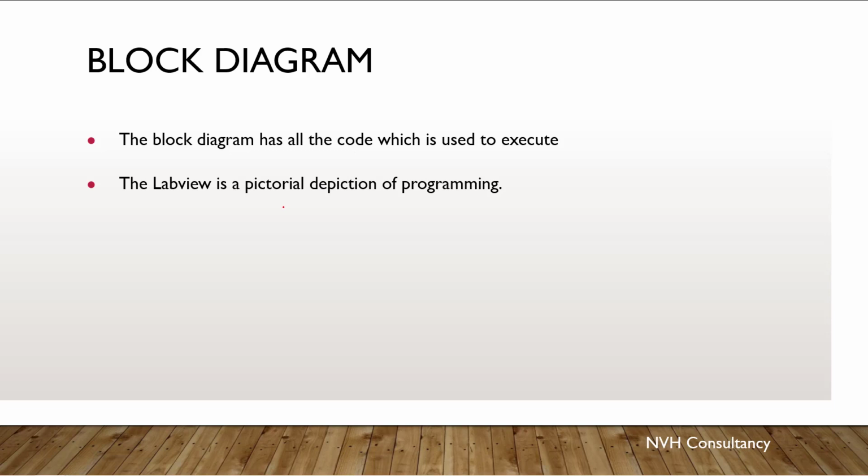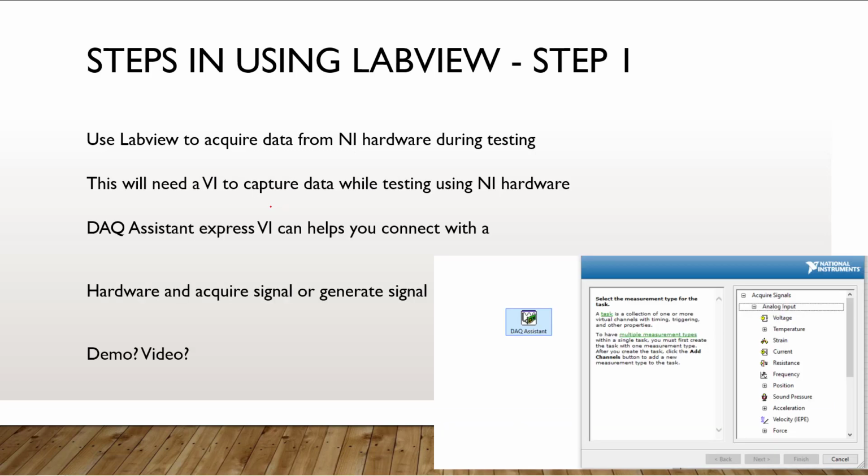A pictorial depiction of the program. Steps that are used in coding the LabView: use LabView to acquire data from NI hardware during testing. This we have already gone through. This will need a VI, that is the virtual instrument, to capture data while testing using the NI hardware. For example, in most of the NVH applications, it will be NI9234.